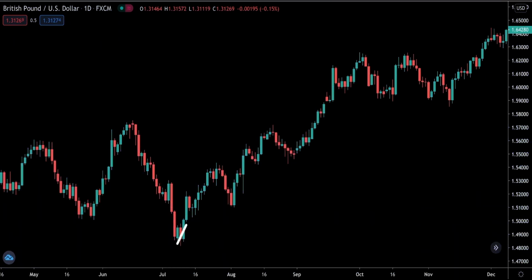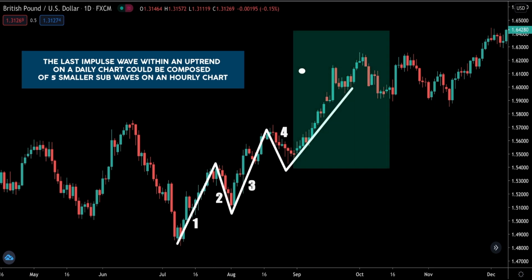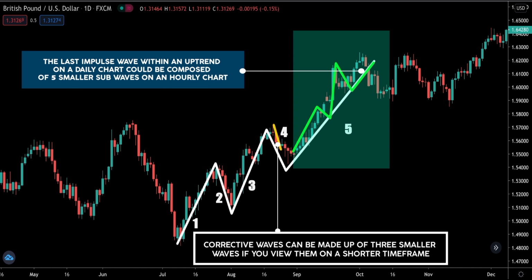Here's an example to illustrate this point. The last impulsive wave within an uptrend on the daily chart could be comprised of 5 smaller subwaves on an hourly chart. Note that this doesn't always happen. I'm just trying to illustrate that these movements can be fractal. Also, corrective waves can be made of 3 smaller waves if you view them on a shorter time frame.